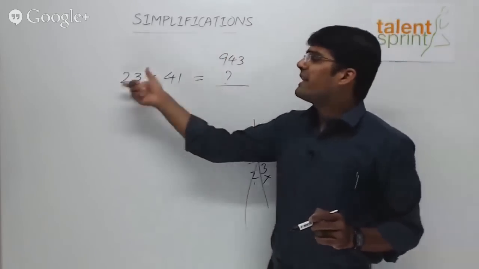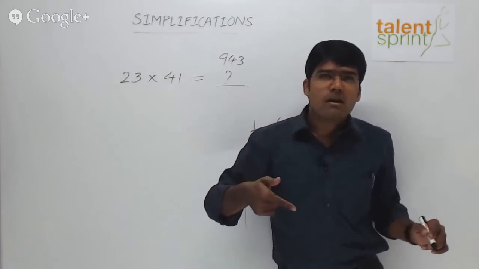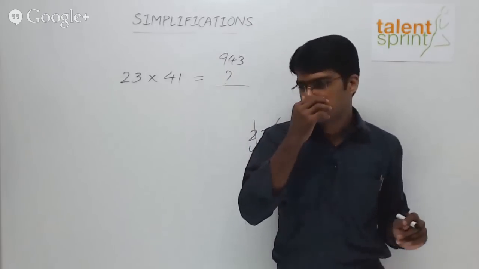Yes or no? Or 41 taken 23 times. 41 taken 20 times, 820. 41 taken 3 times, 123. 820 and 123 will be 943. So the answer is correct, 943.